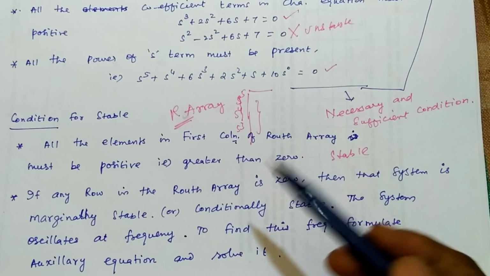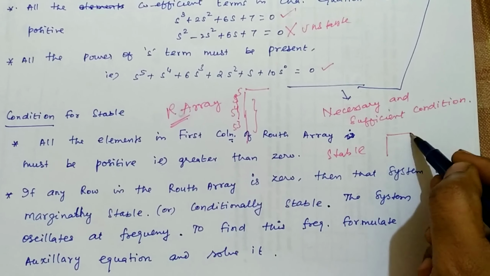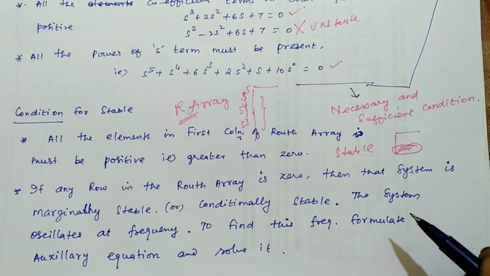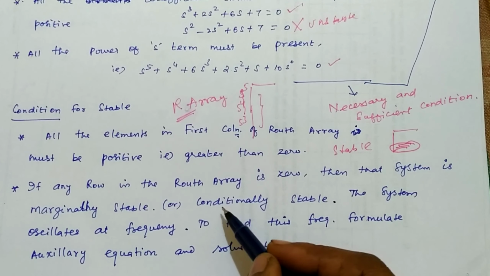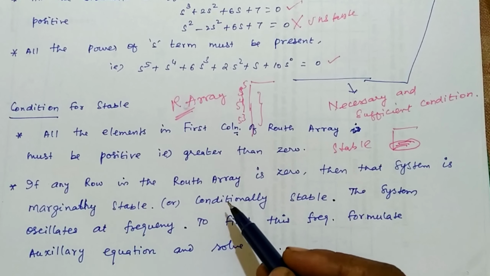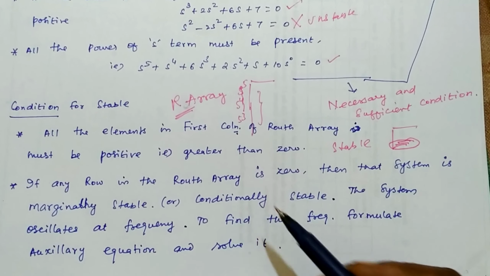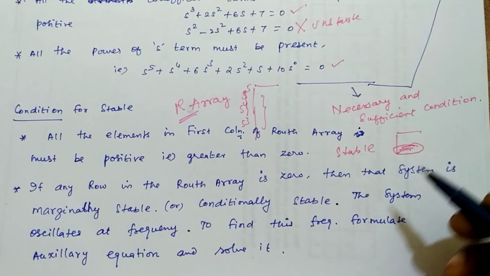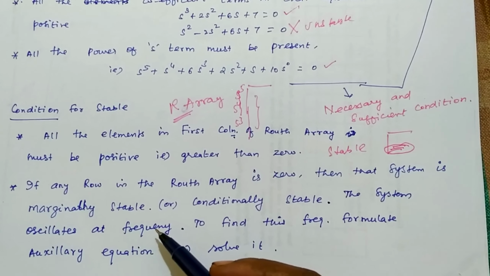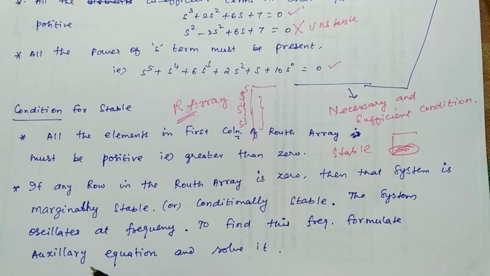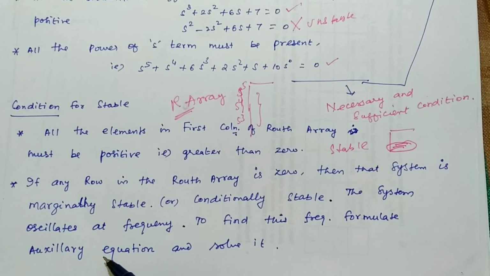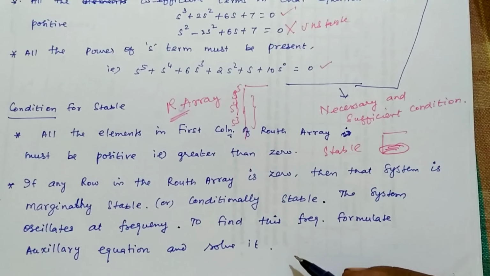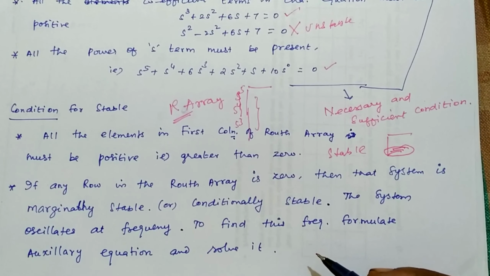The second condition: in the Routh array, if all the elements of one row are 0, then we can say that it is a marginally stable or conditionally stable system. Then the system oscillates at some frequency. That frequency can be calculated using the auxiliary equation. When we solve the auxiliary equation, we get the oscillating frequency for that particular system.